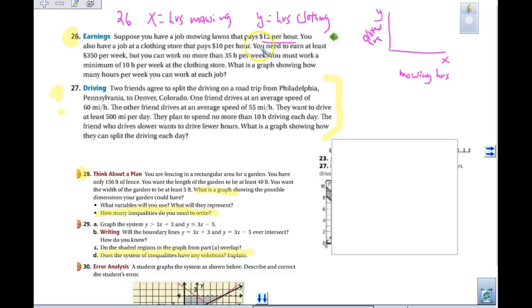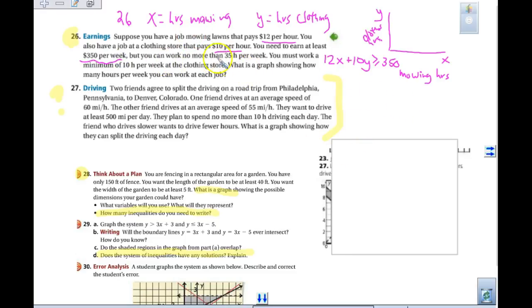So it tells us we're getting paid $12 an hour and $10 an hour, and we need to earn at least $350. How can I write that equation? Anyone want to give it a shot for my standard form? Tanya. 12x plus 10y is... Okay, greater or equal to 350. Does everyone agree with the greater or equal to 350? Okay, because the minimum we're earning is $350 that week.